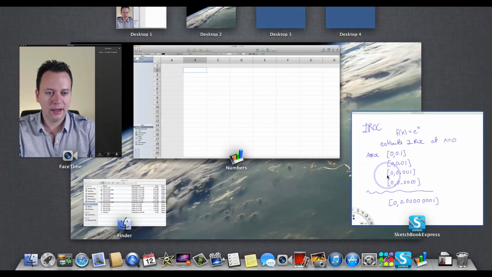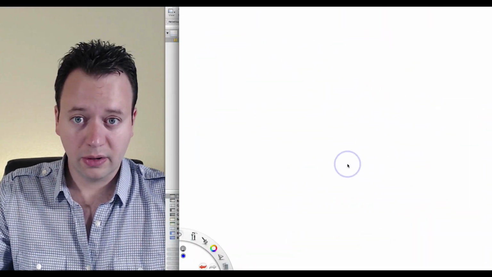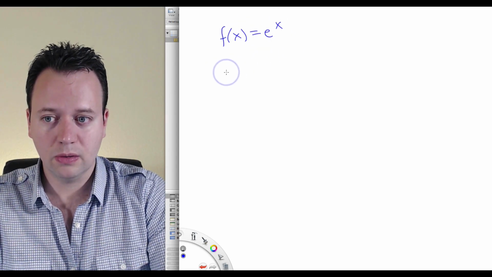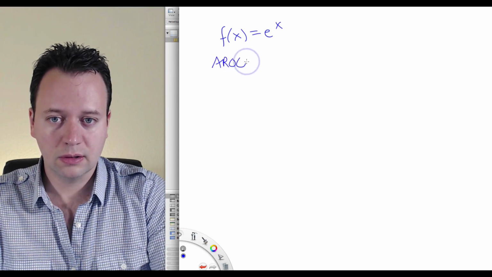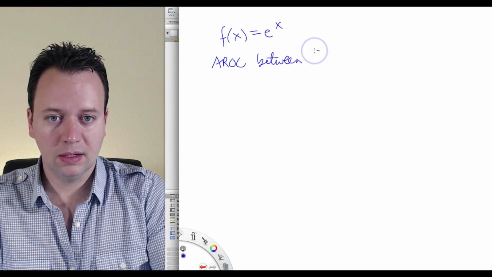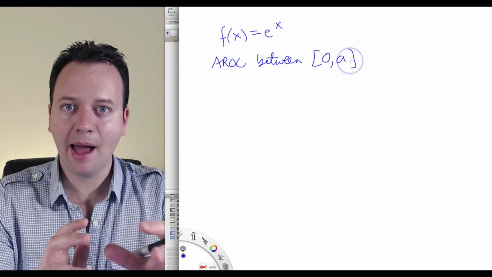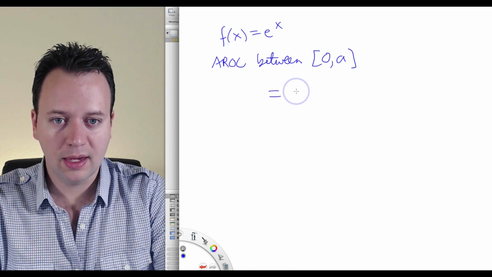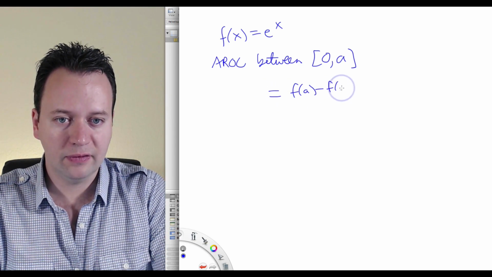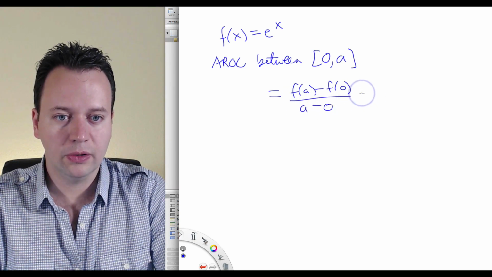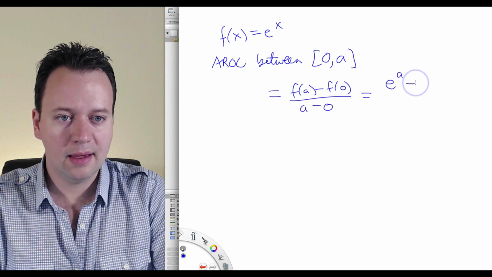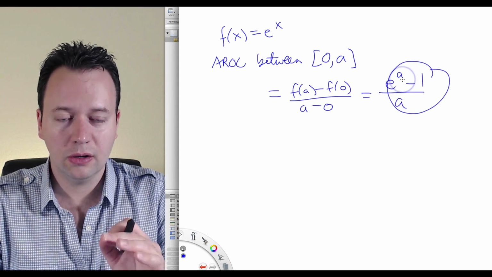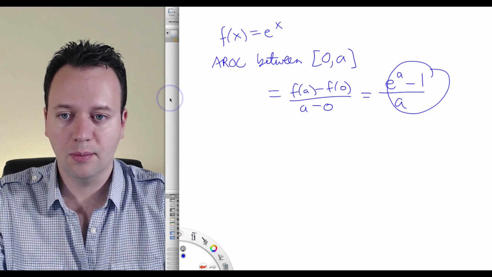And so basically we'd like to compute the average rate of change. So we have f of x is equal to e to the x, and we want to compute the average rate of change between, let's say, 0 and a, and then see what happens as we change the point a. So the average rate of change between 0 and a will be f of a minus f of 0 over a minus 0. So it's equal to e to the a minus 1 over a. So let's see what happens to this as we choose different values of the number a.